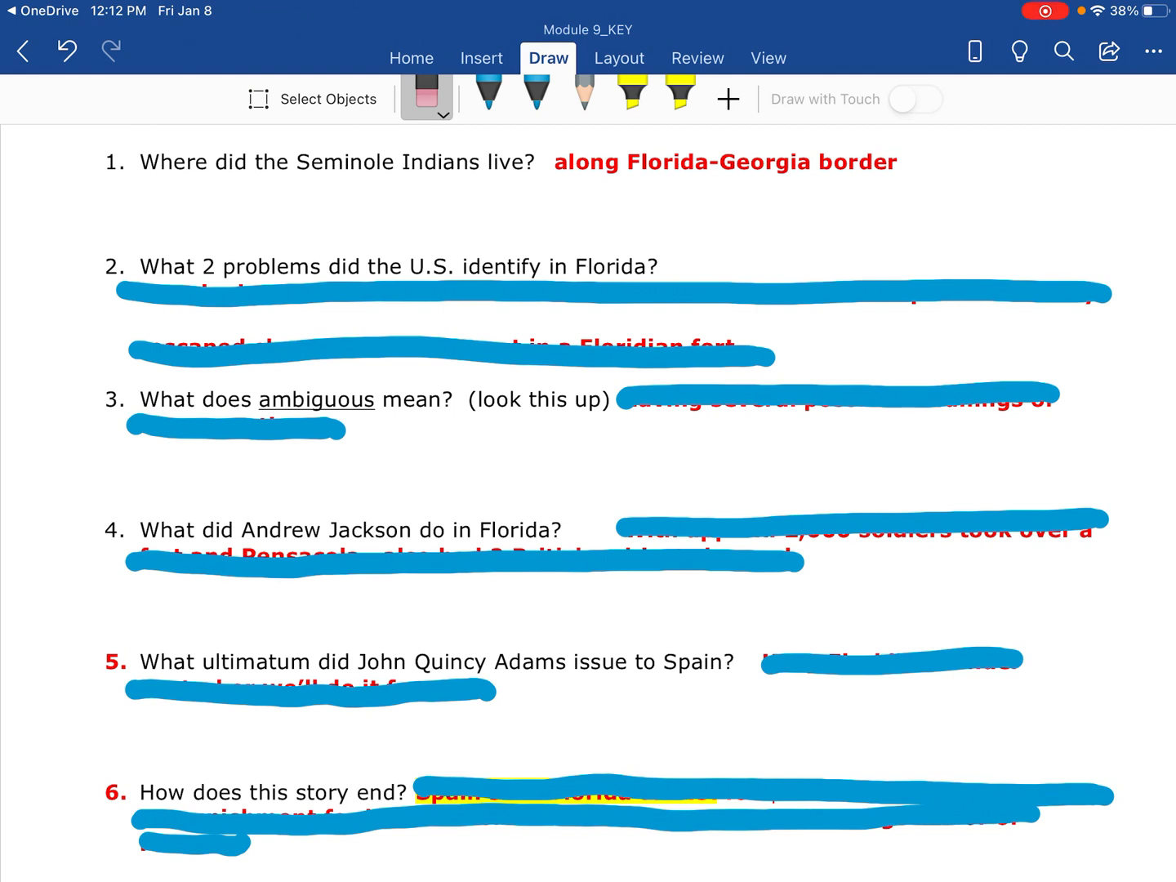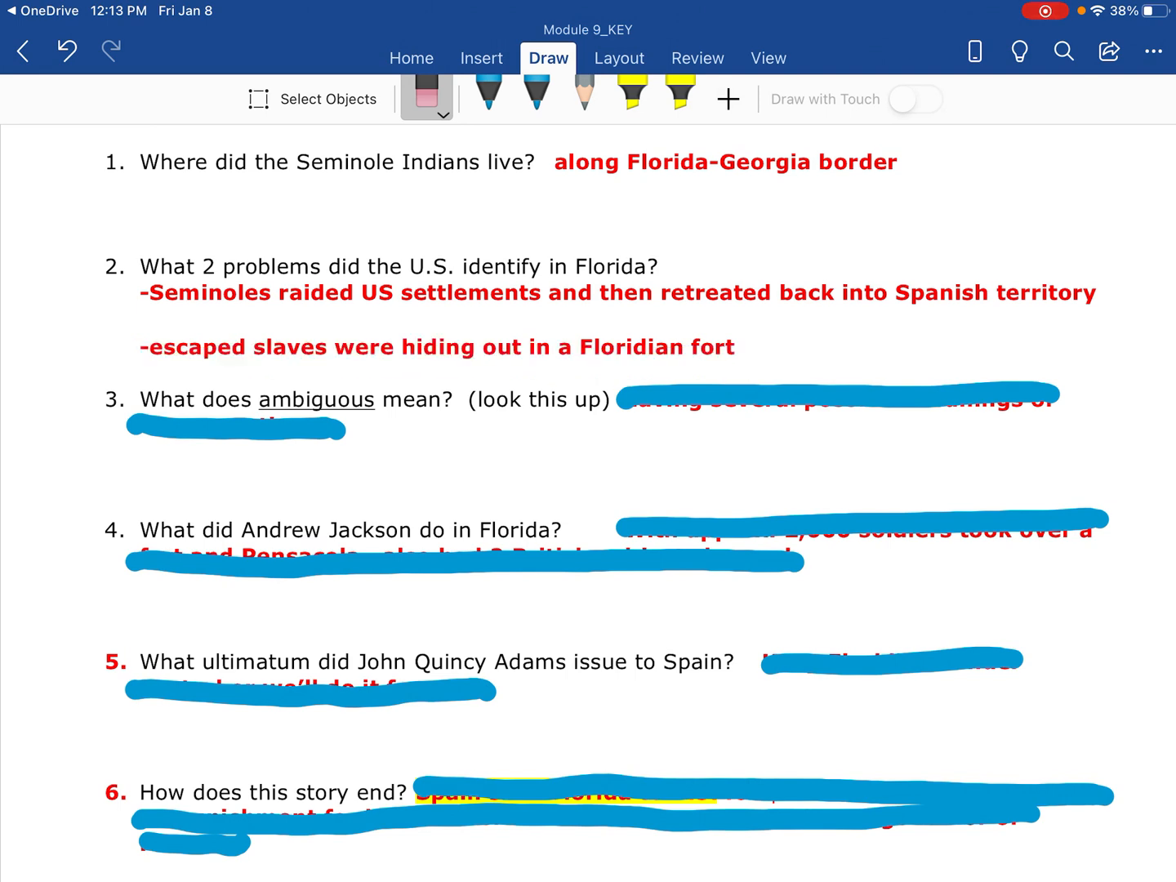What 2 problems did the U.S. identify in Florida? Remember, Florida was owned by Spain, so let's not forget that. We owned Georgia, that's American territory, but Florida was Spanish territory. But there are some issues down there. The Seminole Indians are raiding U.S. settlements and then retreating back into Spanish territory. So they're crossing the border up into Georgia, raiding U.S. settlements, and then coming back down into Florida, which is technically not our jurisdiction. So we're having problems apprehending those people and bringing them to justice.